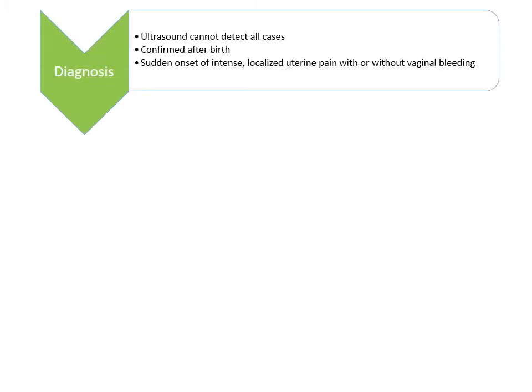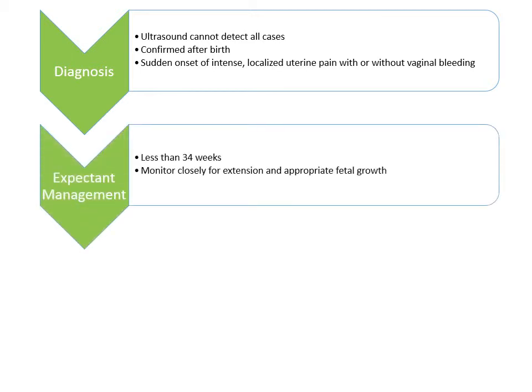Diagnosis of abruptio placenta is not accomplished using ultrasound. Ultrasound does not detect all cases of abruption. It's usually confirmed after birth upon examination of the placenta. It should be suspected if the patient complains of sudden onset of intense, localized uterine pain with or without vaginal bleeding. Expectant management is used if the patient is less than 34 weeks gestation.